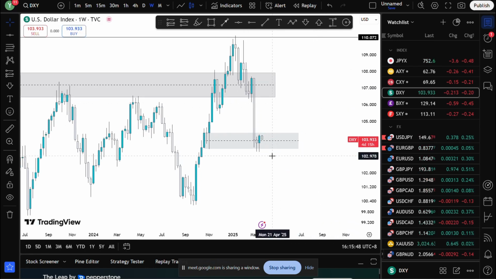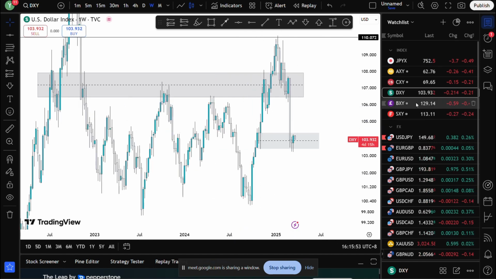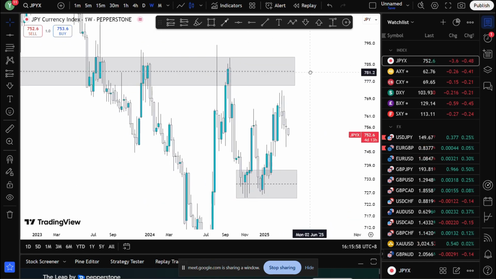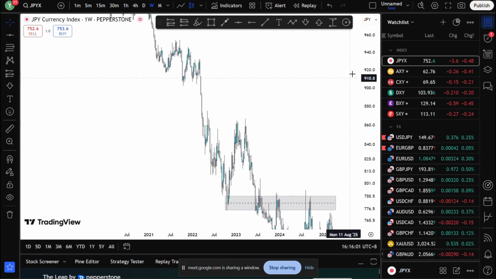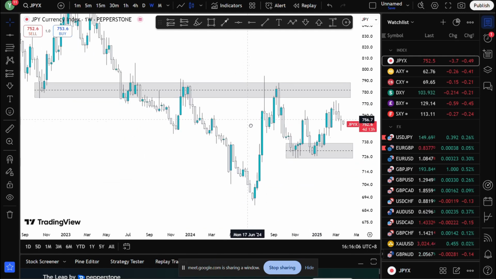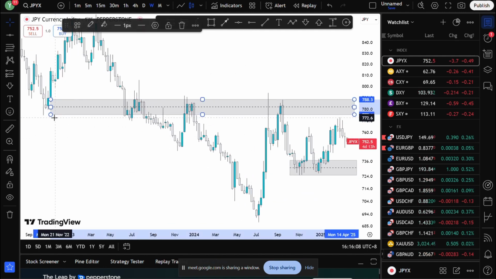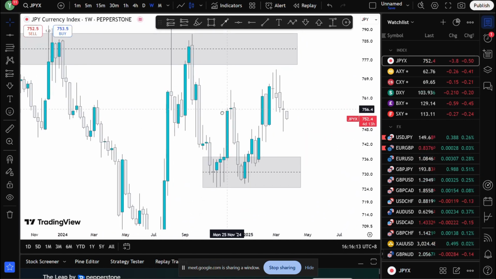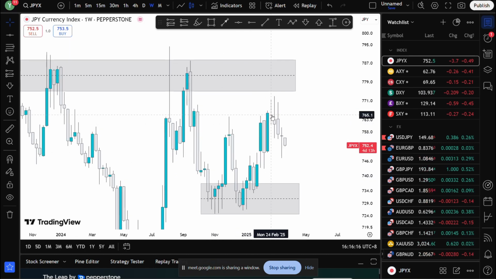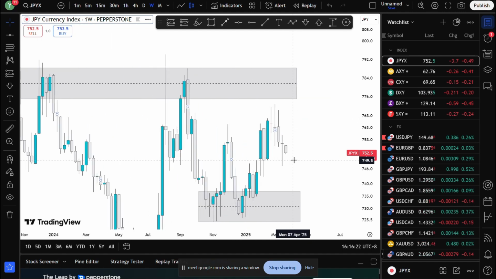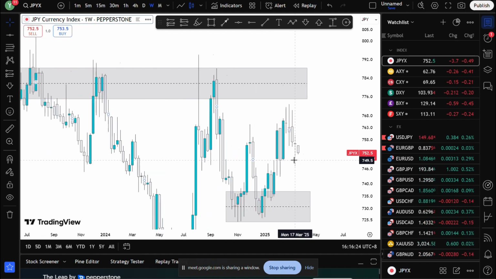I would say the price hit the demand zone over here. It might go up or it might go down. And for JPY over here, the overall trend is quite bearish. But for now we look over here, there is a zone over here, and you can see that the price hit this zone twice and then it went up, but then it did not hit this zone and then it went down.